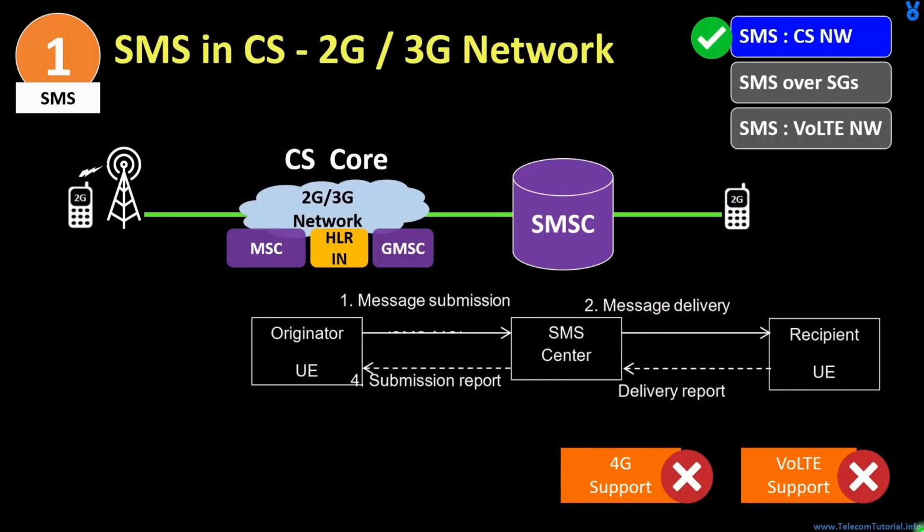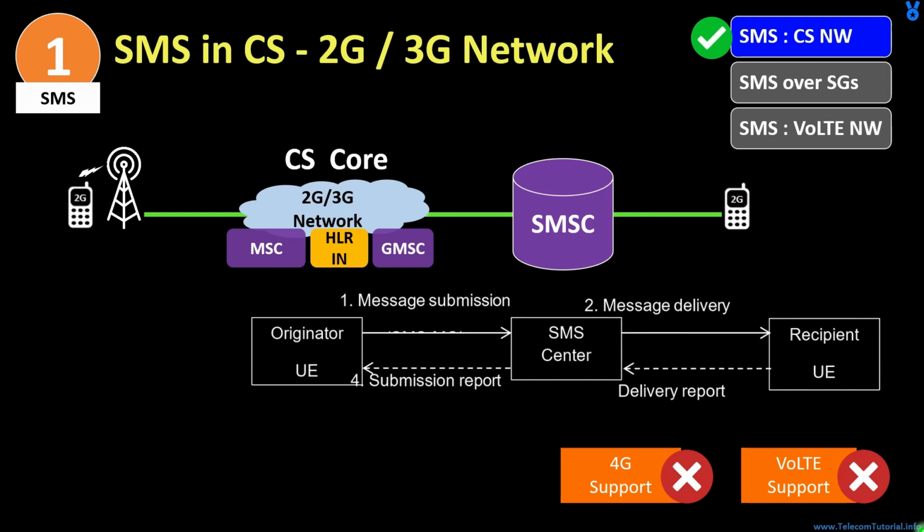Let's start with the basic vanilla, which is SMS on CS network. As you are aware, there are two types of SMS: person to person, which is P2P, and the second type is application to person, which is A2P. The SMS or text messages are routed to SMSE.